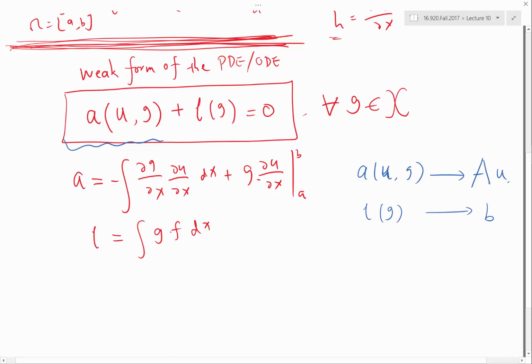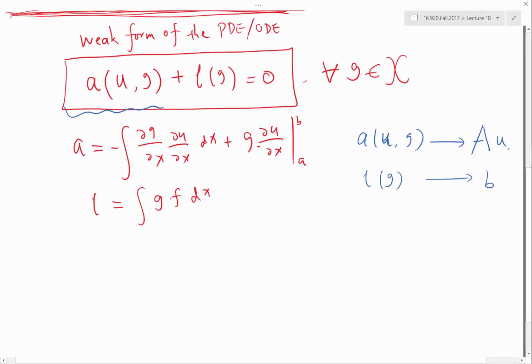Okay, so this is done by doing the following. We are first going to represent U as a linear combination of UI times HI, where H is, again, the same basis function I used before. And then I'm just going to choose the G as one of these basis functions, HJ, right?